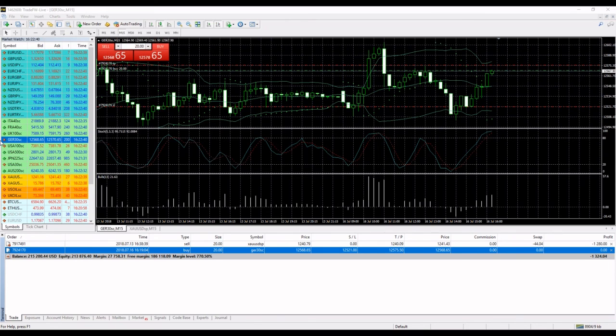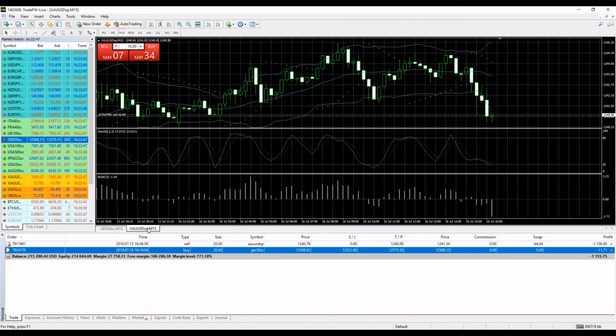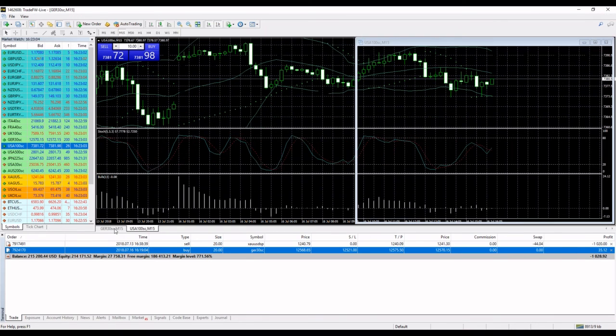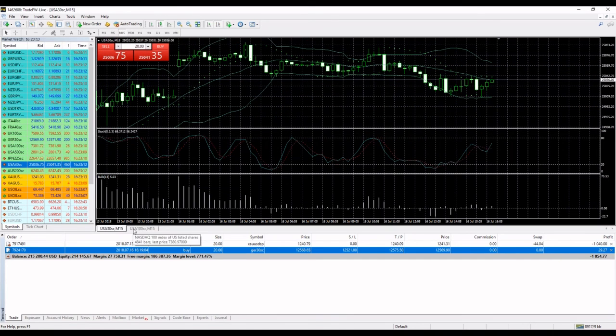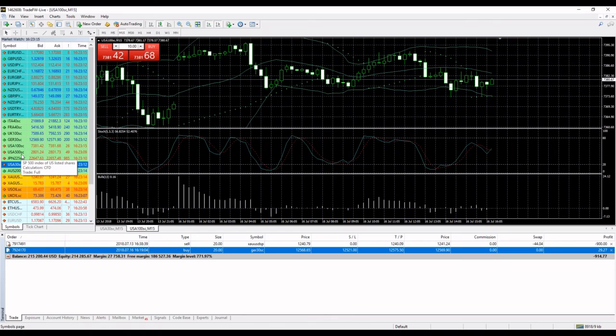So our DAX position started to make money, not much, but it's making money. The gold position is also giving some stable movement. I will exit. So let's prepare our charts nicely now. We will put USA 100. We will put USA 30. And we will put also USA 500.